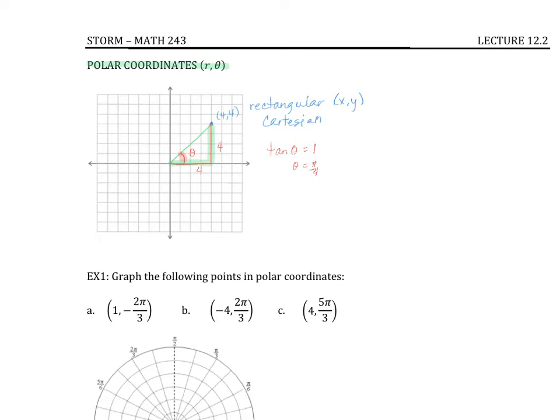I just need my r value. But the r value would just be the length of the hypotenuse for this right triangle. And this r value is going to be square root of 32, which turns into 4 square root of 2. In polar coordinates, I can describe the same point as 4 square root of 2, comma pi over 4. So it's always r and then theta.